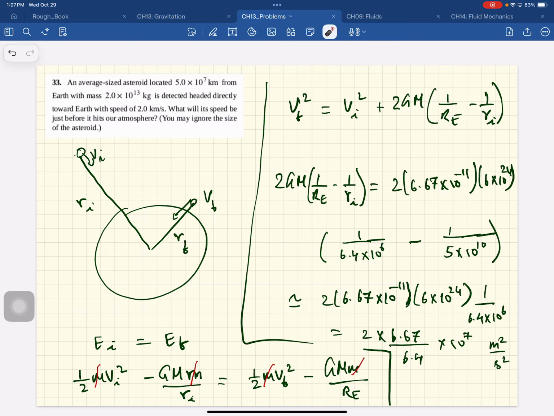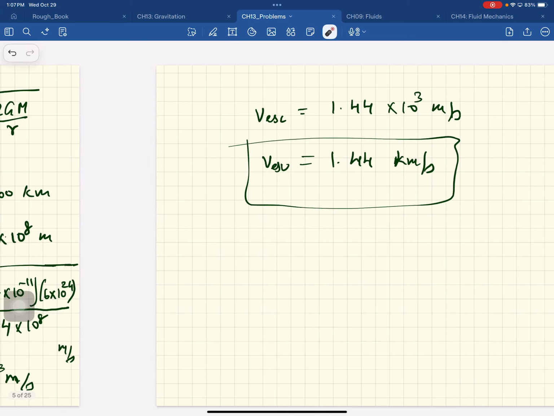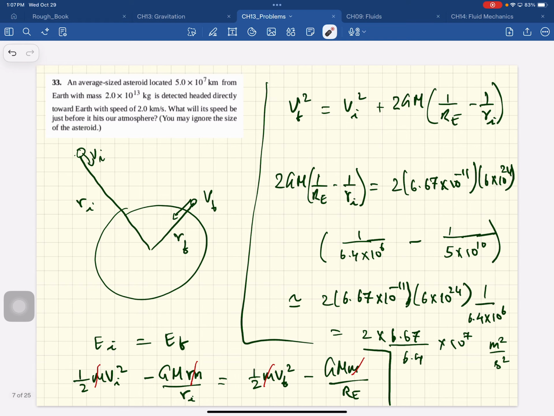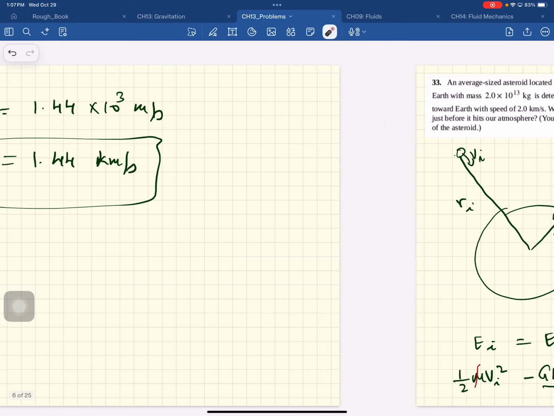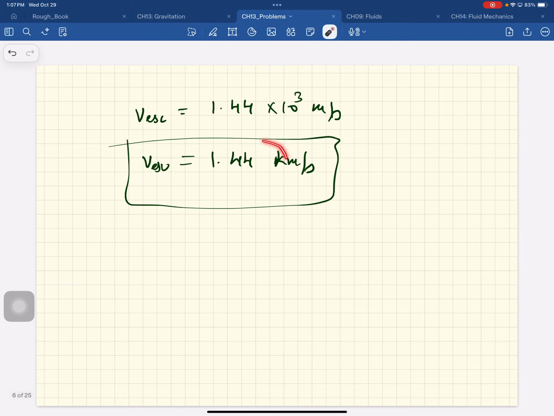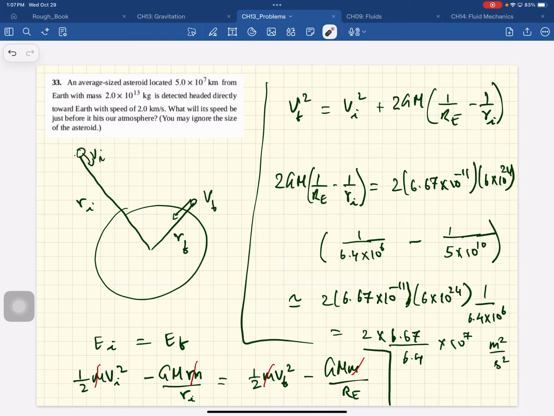Okay, let's see. What was the radius of the Earth? Oh, yeah, okay. Never mind. That's fine. See, the Earth-moon distance is that, and the escape velocity from here, see, that's greater than this distance. That's almost 10 times that distance. And the escape velocity from here was 1.44 kilometers a second. And this thing is coming essentially at 2 kilometers a second. So maybe it is correct.